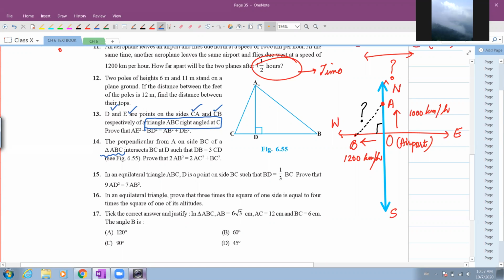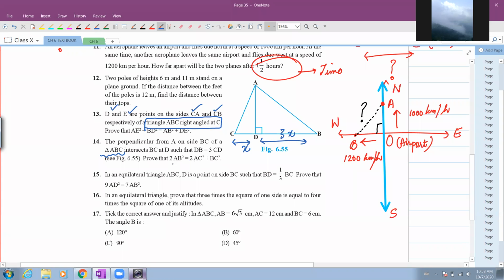From the vertex A, perpendicular has been drawn on the base BC, and then you have to prove the result which is given. Along with this, you have DB equals 3 times CD. So if you take CD as X, DB will be 3X. This is what's given to you. Using this, you have to prove that twice AB square equals twice AC square plus BC square.